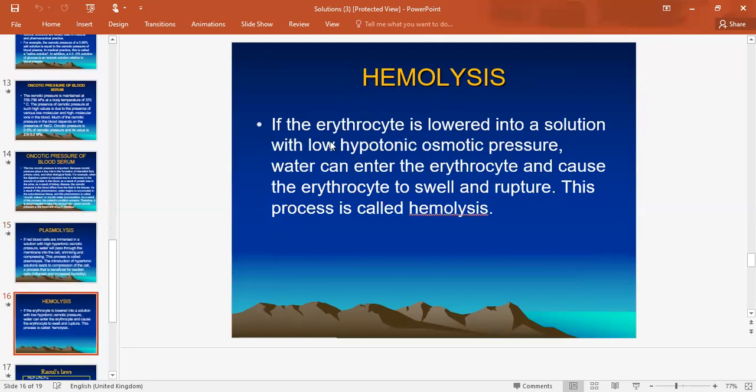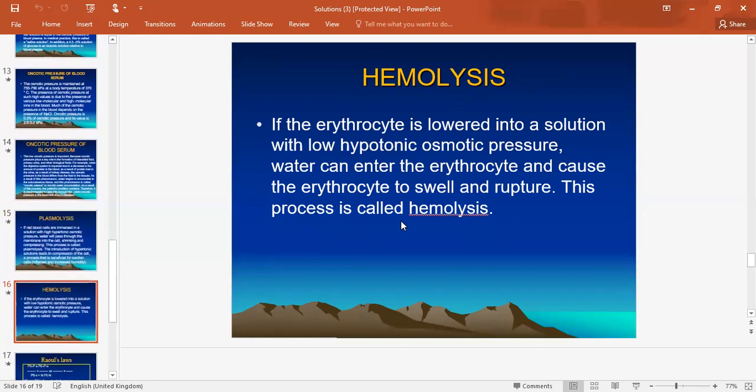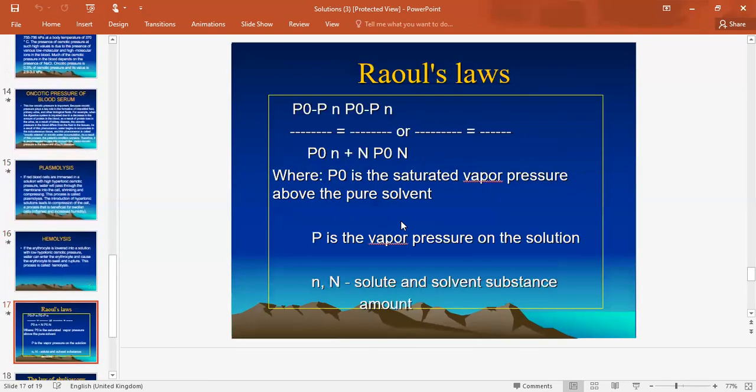Hemolysis. If the erythrocyte is lowered into a solution with low osmotic pressure, water can enter the erythrocyte and cause it to swell and rupture. This process is called hemolysis. Next, Raoult's law. In Raoult's law, P is equal to P0 times X, where P indicates the vapor pressure of the solution, X is the mole fraction of the solvent, and P0 is the solvent vapor pressure.